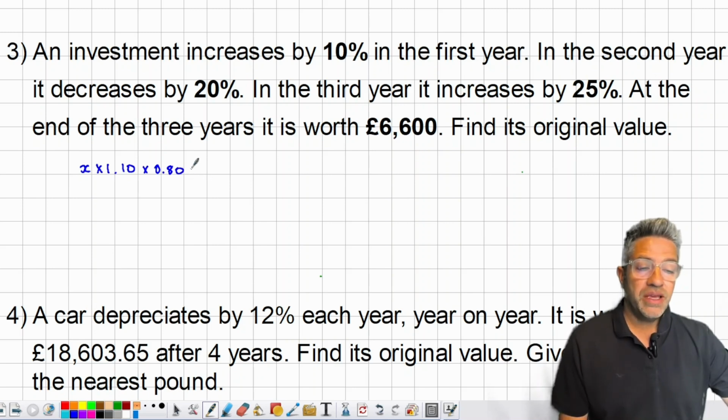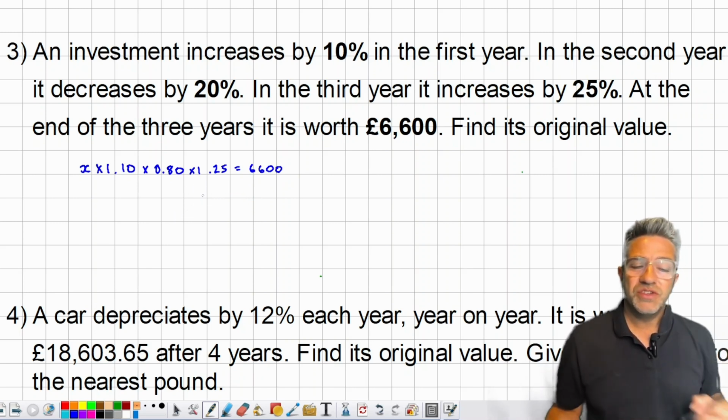In the third year, it increases by 25%. So that would mean multiplying by 1.25. At the end of the 3 years, it is worth £6,600. Find the original value.